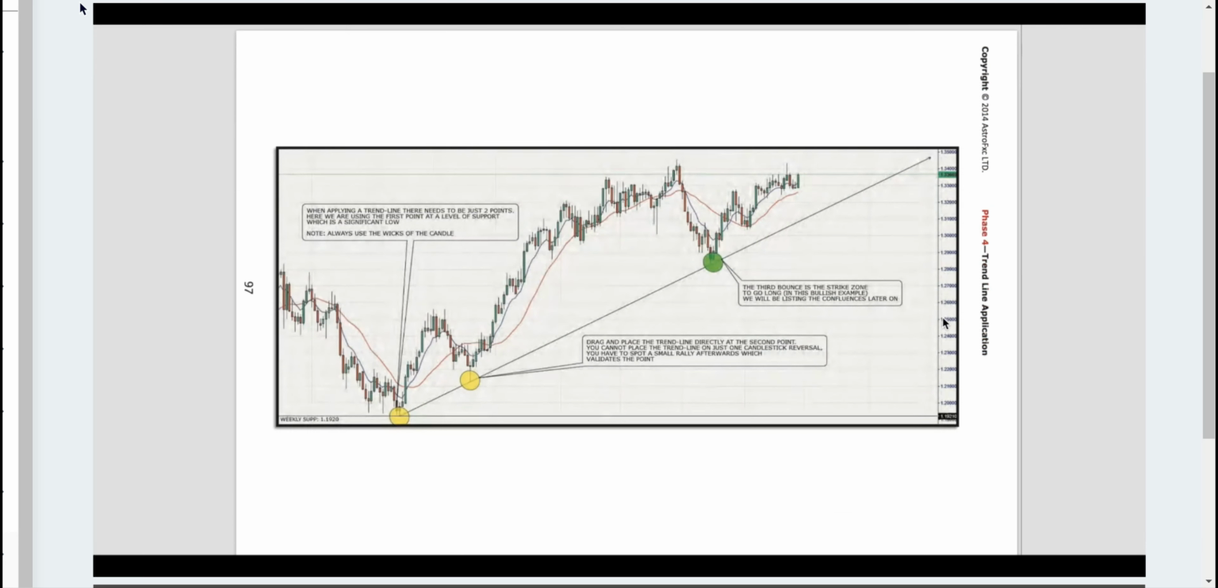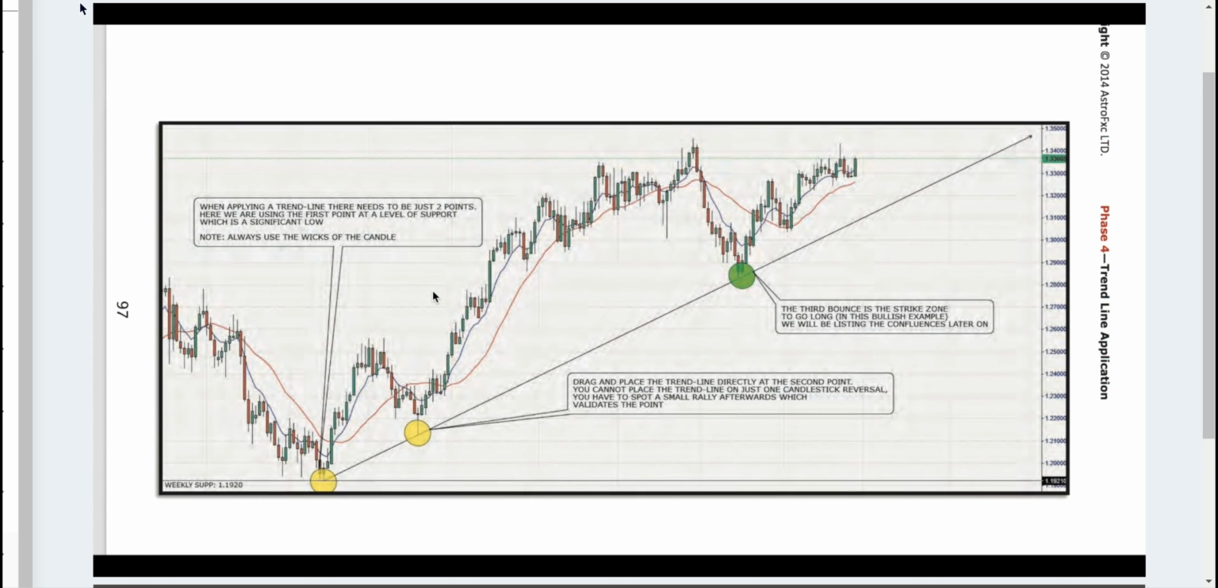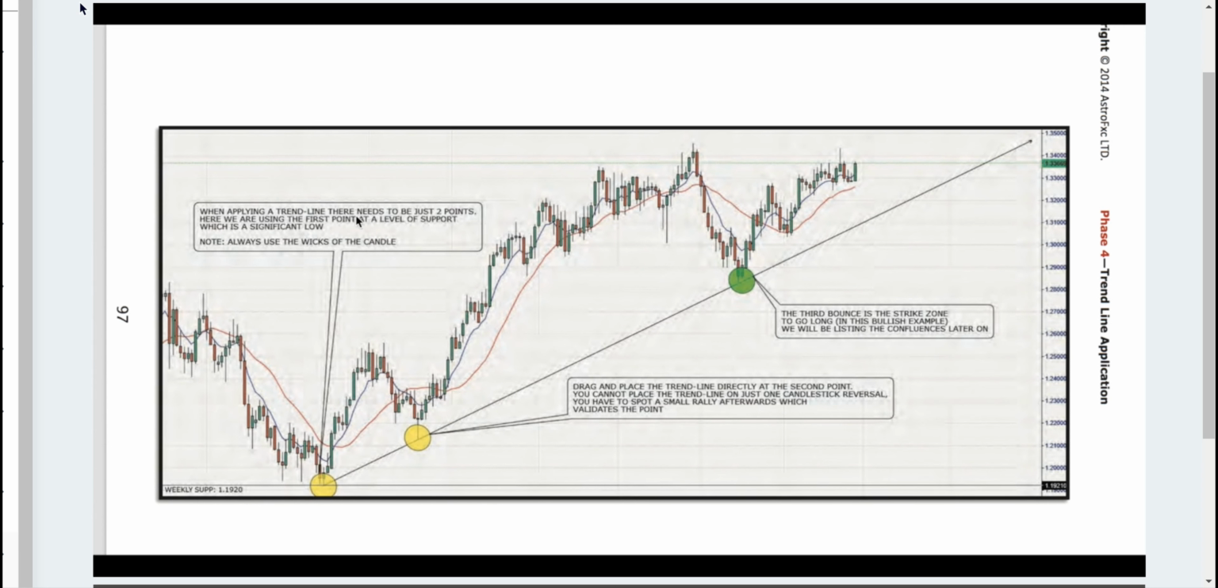If we look at this image over here, I've gone through this in video 1. When applying a trend line, there needs to be just 2 points. When we are using the first point at the level of support, which is a significant low in this case, always use the wicks, remember, again in the book, so you can study these videos alongside the book. That's what the course is all about. Again, using the crispy charts that we have.